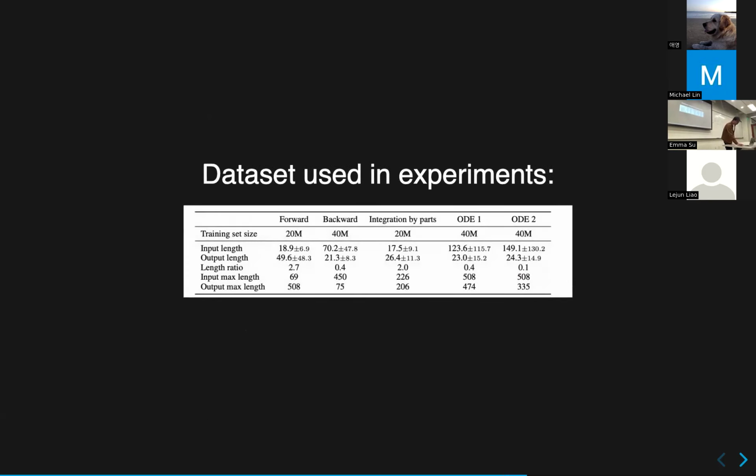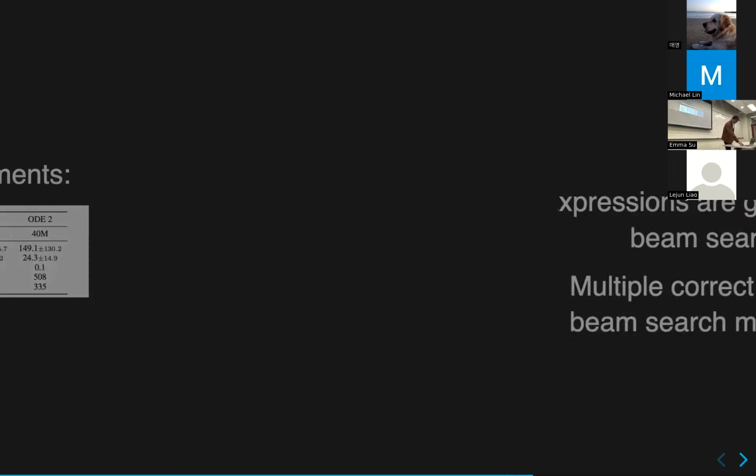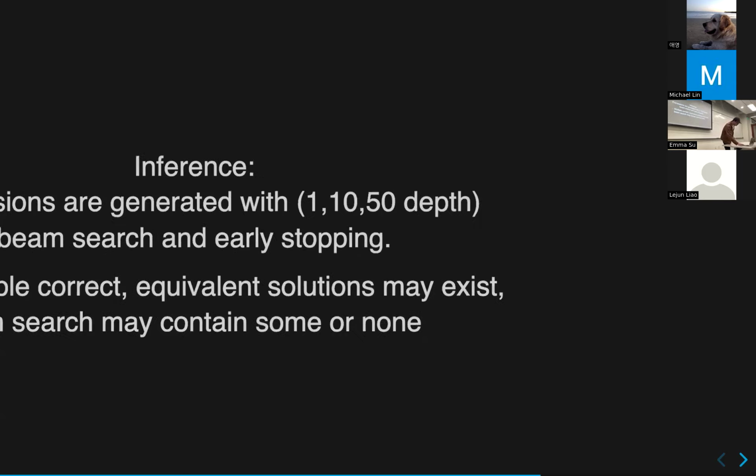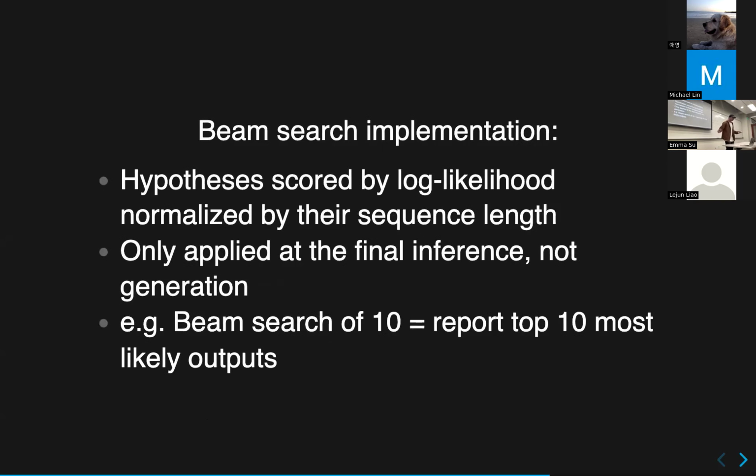Okay, so this is the data set. You can see it's huge, like 20 million, 40 million examples for each type. And then how they did their inference is they used a beam search at the end of each expression. A beam search is basically you can score each output. They used log likelihood and then normalized it against the sequence output length.